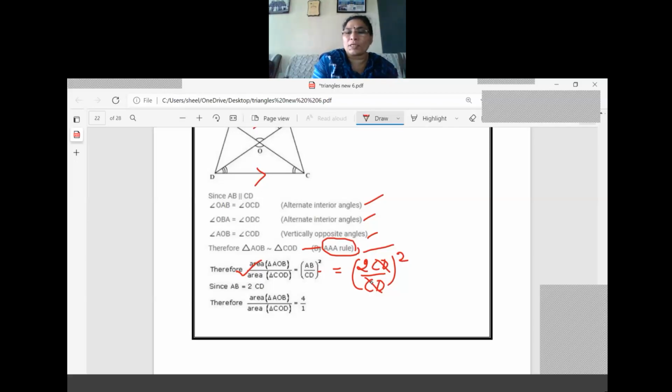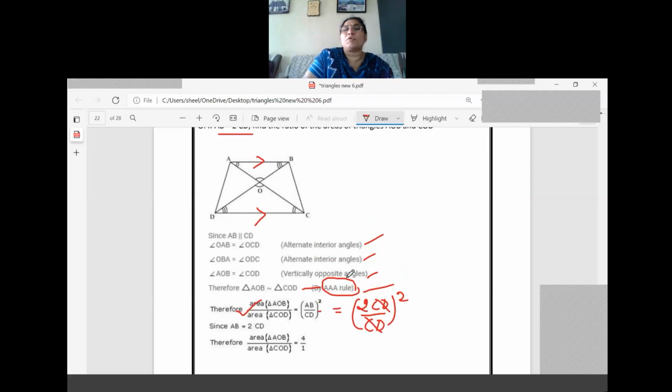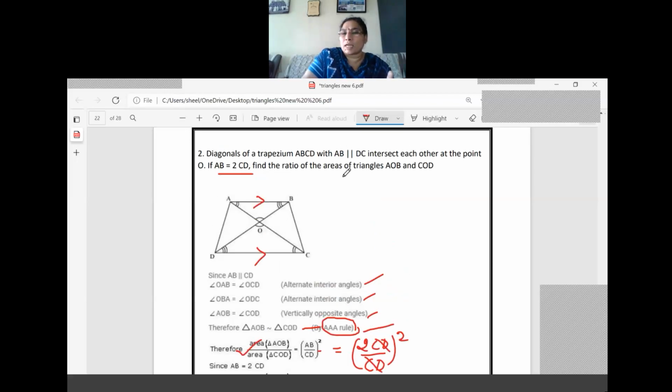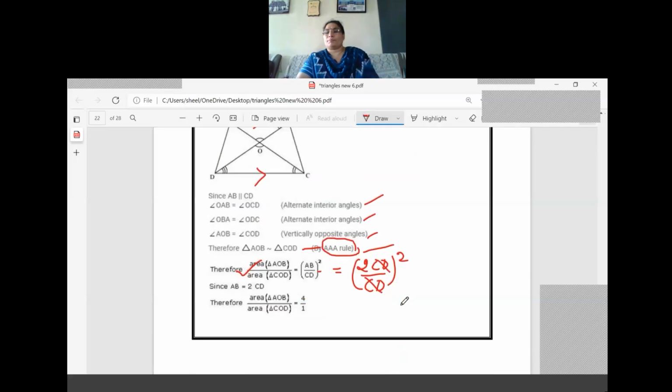So the point where you may make a mistake is that we should check whether the triangles are similar. Only then can this theorem be applicable. Without similarity, if you apply this, it is of no use. Understood? So first check whether the triangles are similar. If they are similar, then this result can be used.